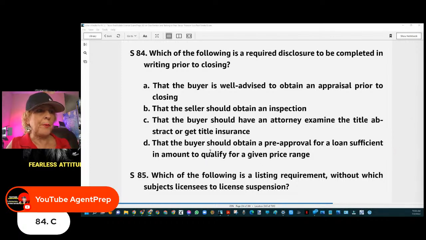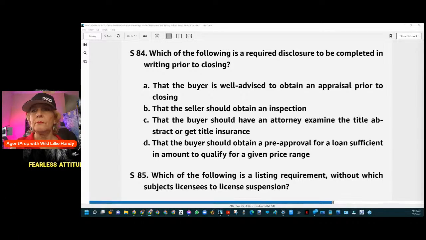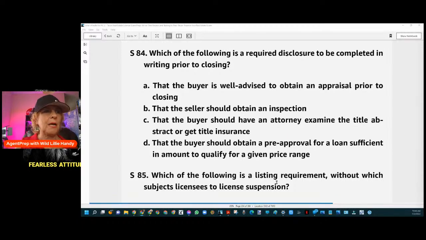And then that the buyer should obtain pre-approval. Well, that should happen way, way before closing, before we start looking at properties. Not just before we close. By then, the seller's going to say, well, how do I know they were a good buyer? And now they put the property off the market and they're waiting and waiting. And now the buyer doesn't qualify, doesn't get an approval. Wow, bad timing.